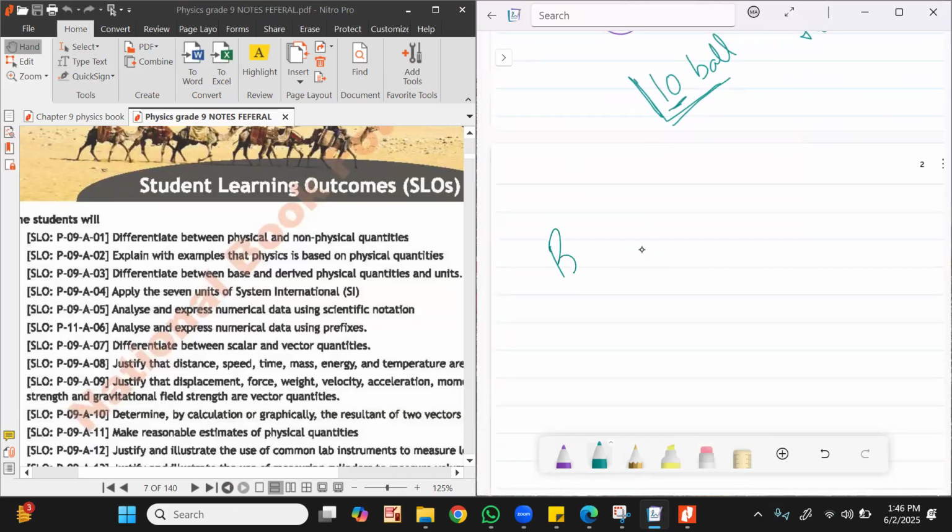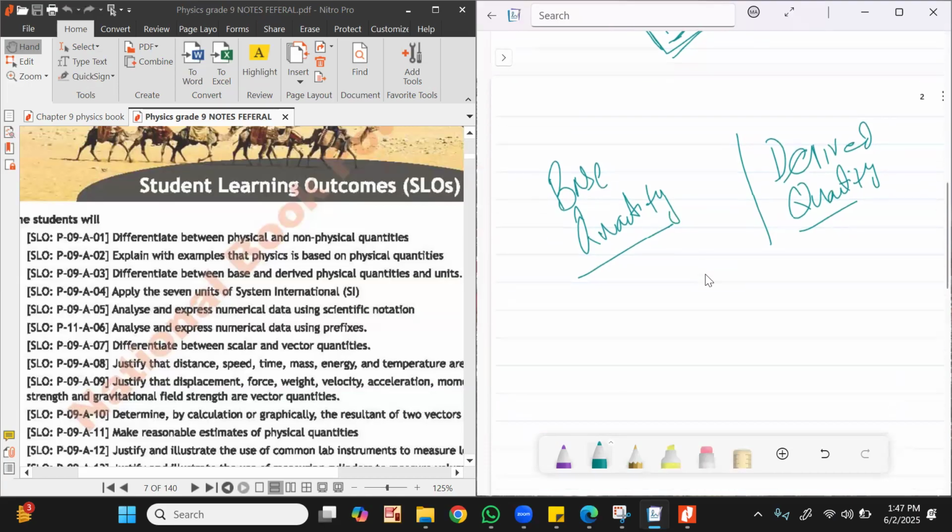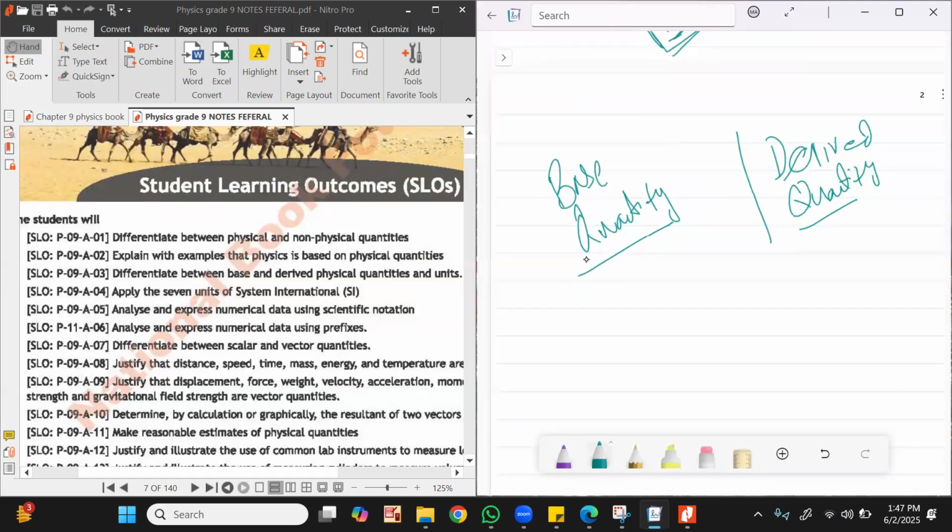That is base quantity and derived quantity. Since you must have reached this portion, can you tell me what is the difference between the two? Base quantities are those seven SI units which are fundamentally used in measuring. Derived quantities are those quantities which are a combination of base quantities. Yeah, pretty much the same.